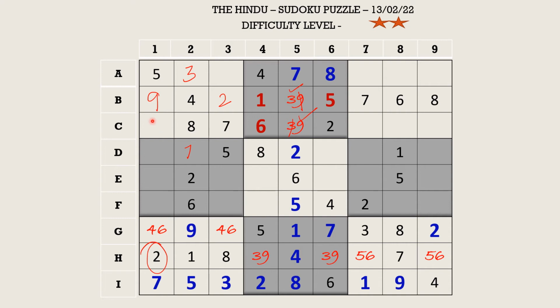Now the missing numbers in this block 1 are 1 and 6. There is a 6 blocking here. So C1 takes 1 and A3 takes 6.